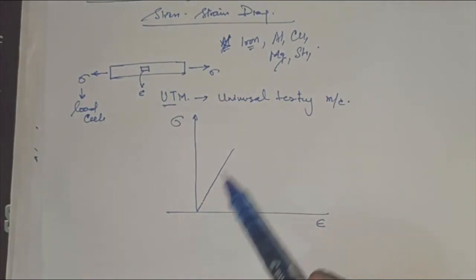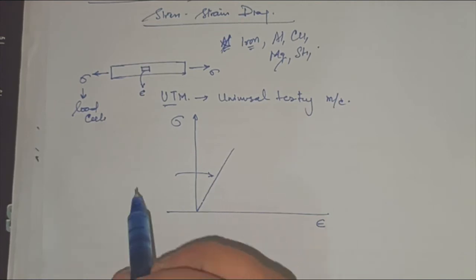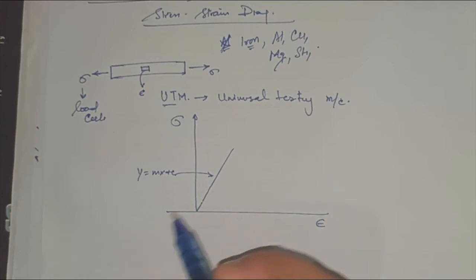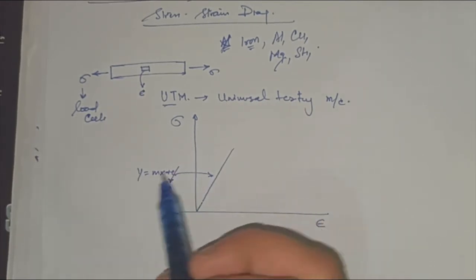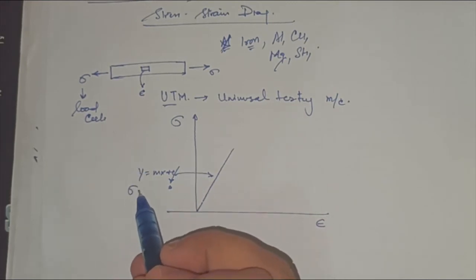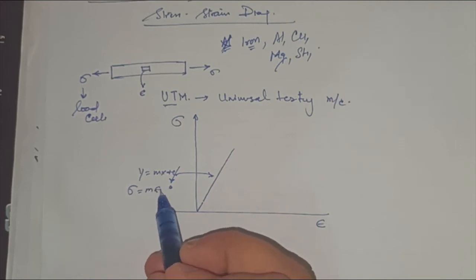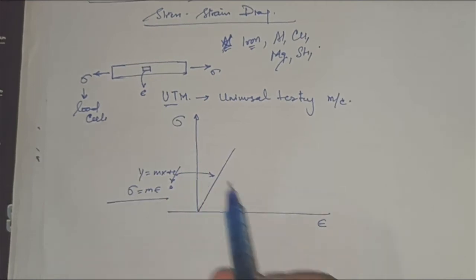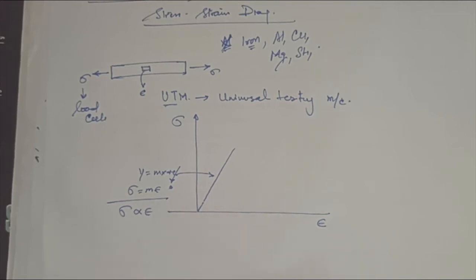This slope reminds me of the equation y equals mx plus c. If my constant is 0, then y on the y-axis becomes sigma, m is something that I don't know yet, and x is my strain. In other words, stress and strain are proportional. That means stress is proportional to strain, and the proportionality constant may be m.